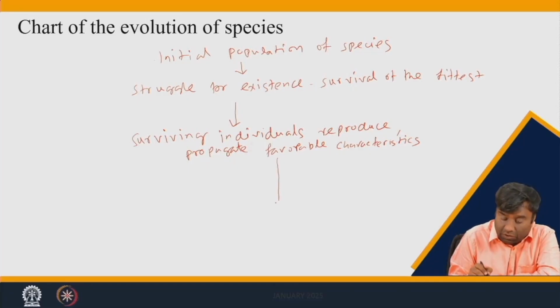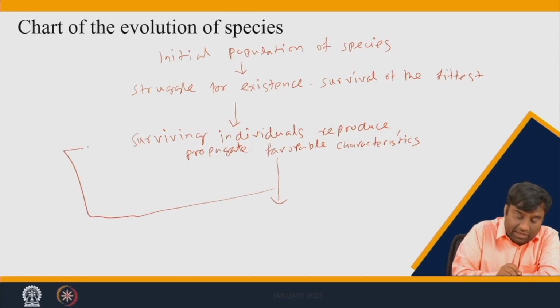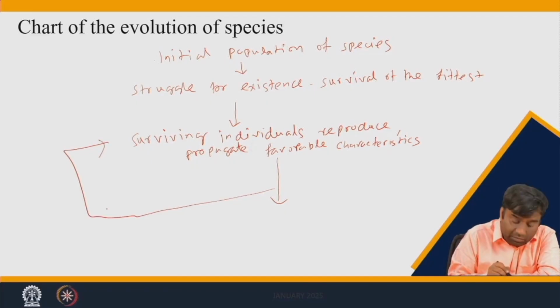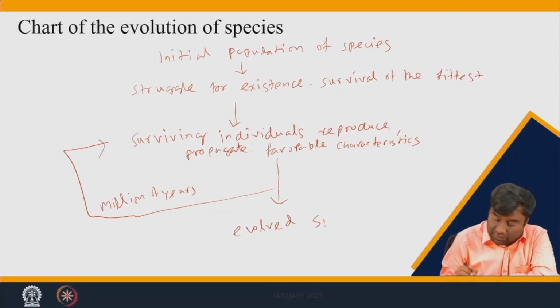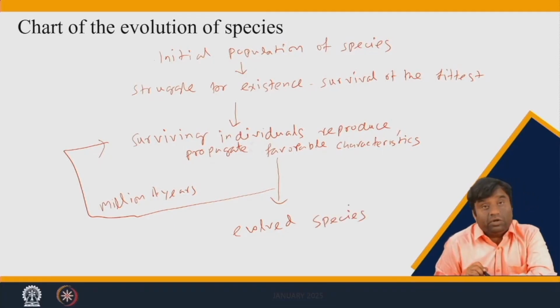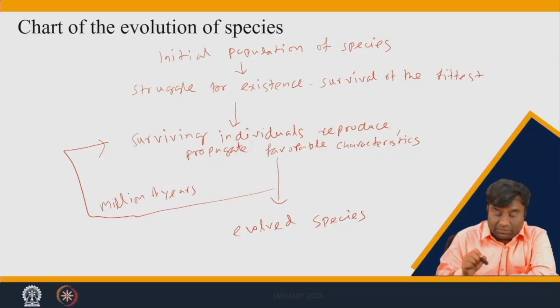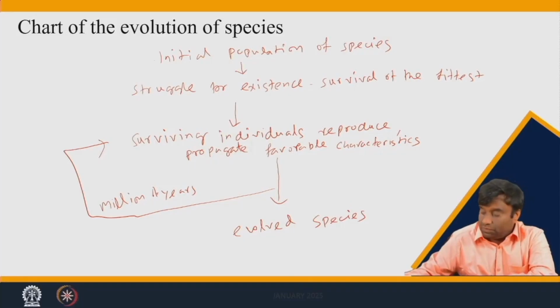So it will continue. Then they will do the same thing for millions of years. Then ultimately we will get evolved species. So this is the concept of the Darwin principles, or you can say the chart of evolution of species.